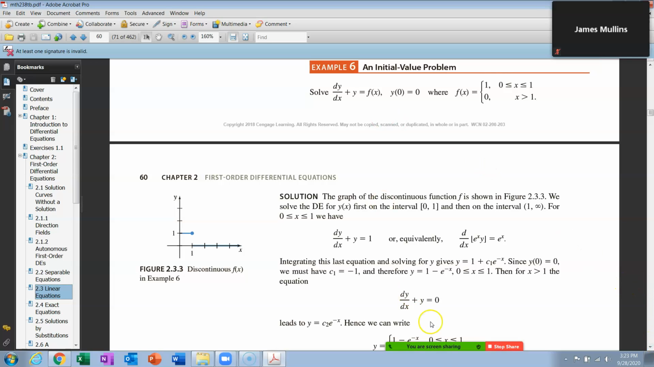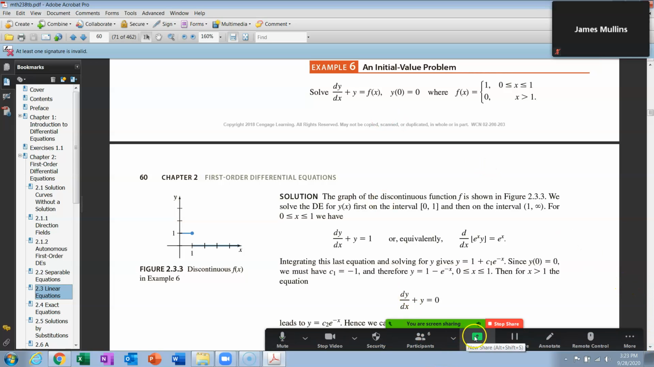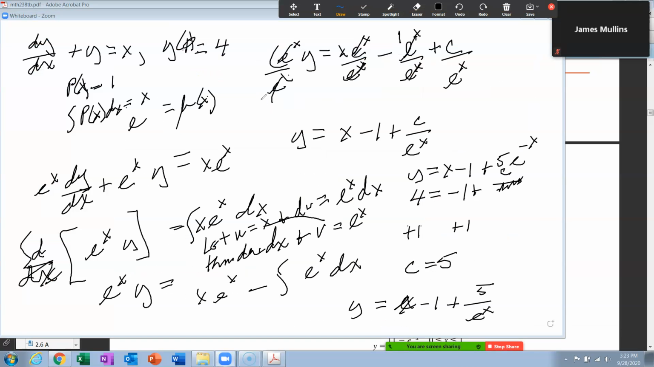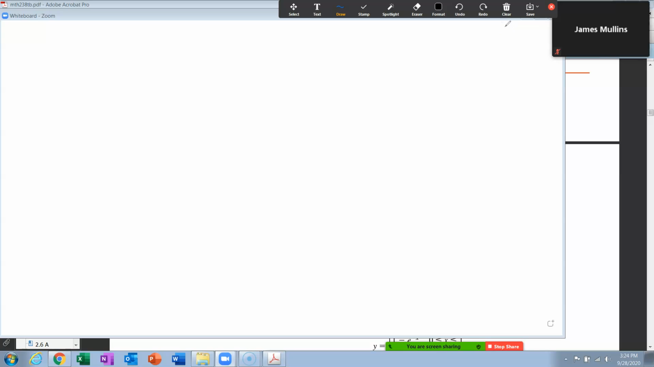Let's go to our whiteboard. All right, example 5. No, example 6. Okay, so we've already done that one. So let's clear the screen.